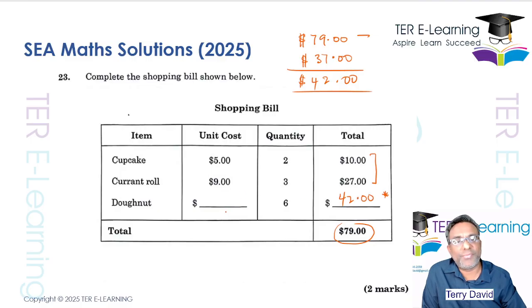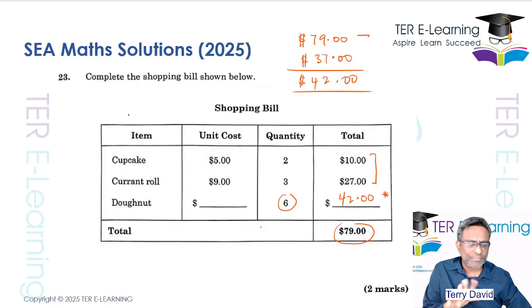And now we need to figure out what is the unit cost, right? But we know what the quantity is. We have 6 donuts and the total cost is 42. So all you need to do is to take 42 and divide by 6, right? And that is basically going to give us a total of 7, right? So this here is going to be 7. 7 by 6 will give us 42.